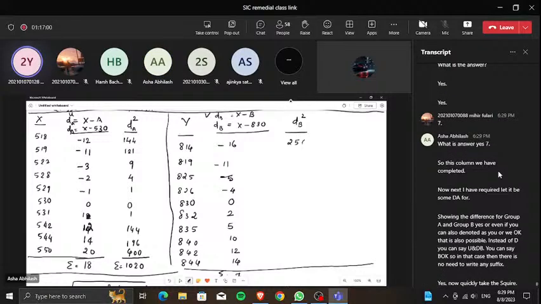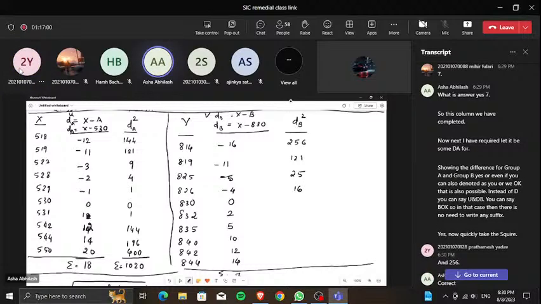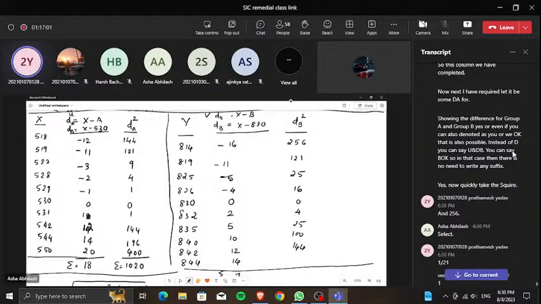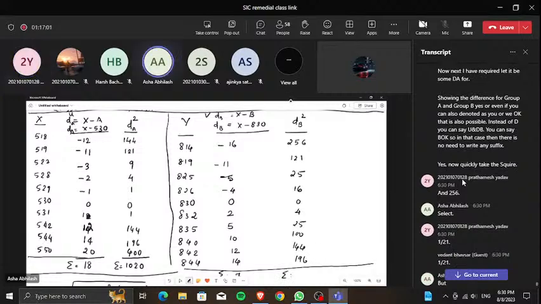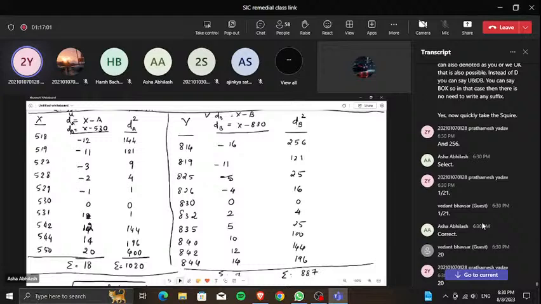256, correct. 121, correct. 25, correct. 16, correct. 0, 4, correct. Yes, 25, yes. 100, yes. 144, correct. 196. And total summation 887. 887. All of you have got the same?